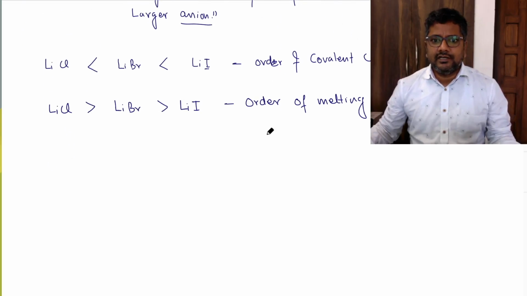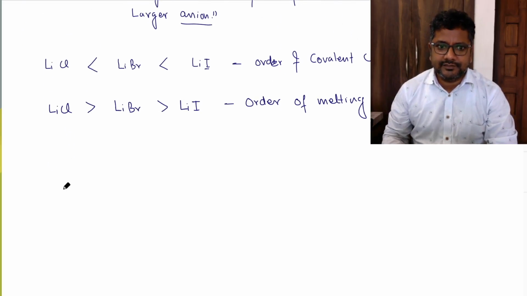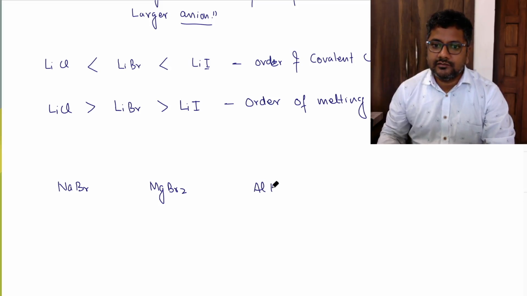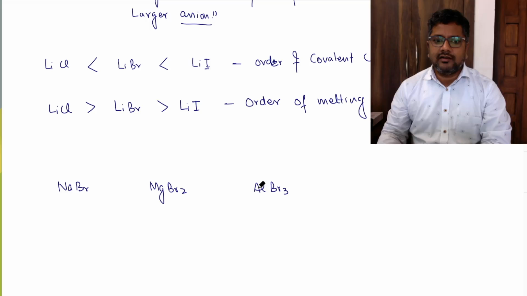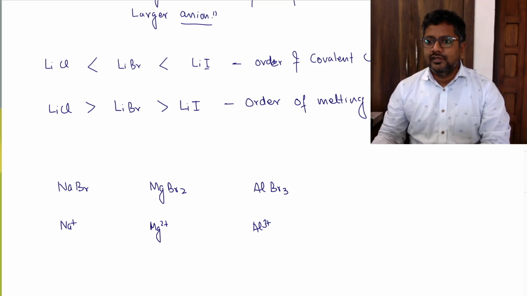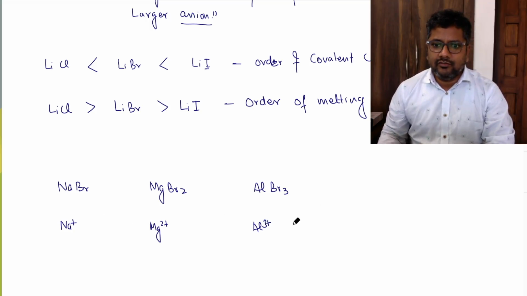Similarly, if you see other cases, suppose you take NaBr, MgBr2, and AlBr3. Don't see how many bromine atoms are there. Bromine is common. So you have to decide on the basis of the size of the cation: Na plus, here Mg2 plus, and here Al3 plus. Which property are you going to see here, polarizability or polarizing power? Definitely you will go for polarizing power. Why?